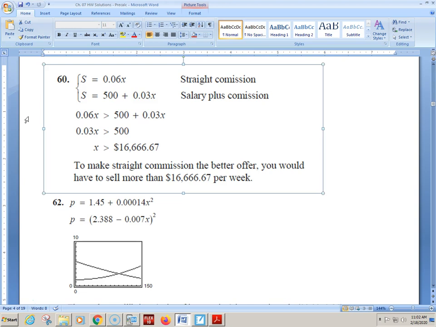And this one, a quick elimination is probably the easiest way to go. Or they just set them equal to each other, a substitution, which is why it's in 7-1. You would have to make $16,665. You'd have to make this much in order to make a 6%, actually more than that, to make this type of salary better.